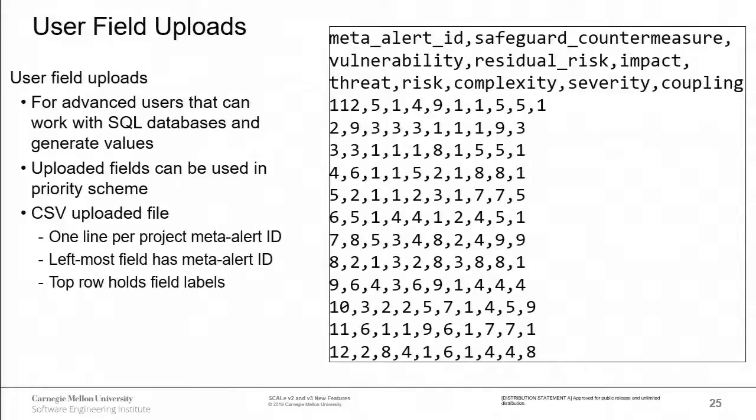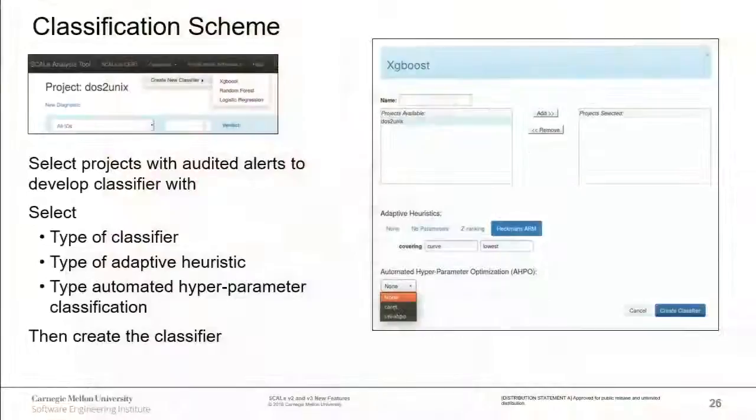After these user fields have been uploaded with this file, when the user creates a new priority scheme, they will automatically see all of these new fields as options that can be in their formula.